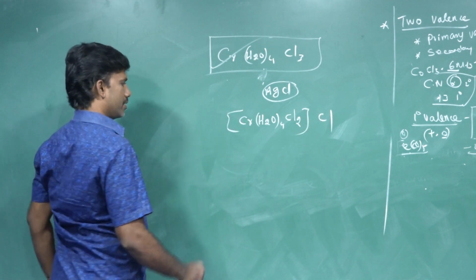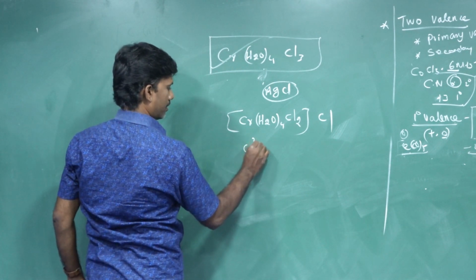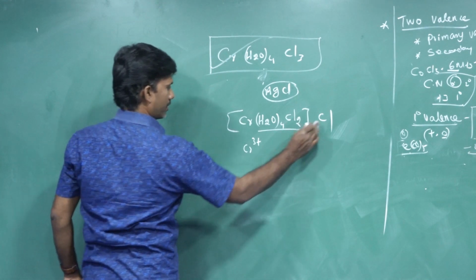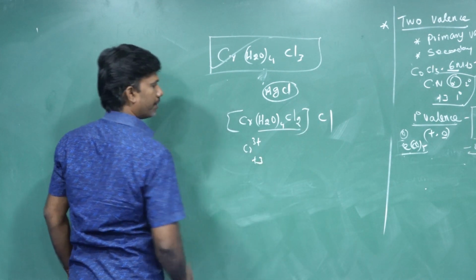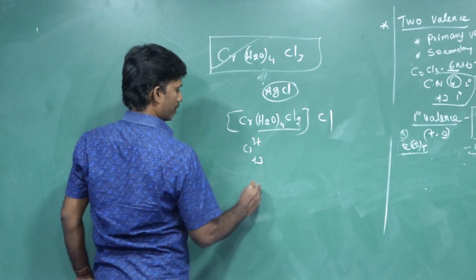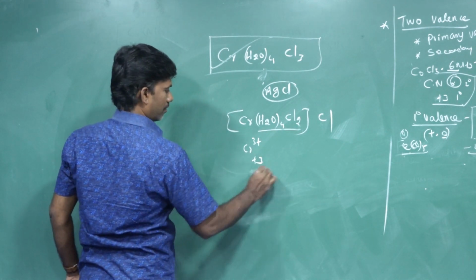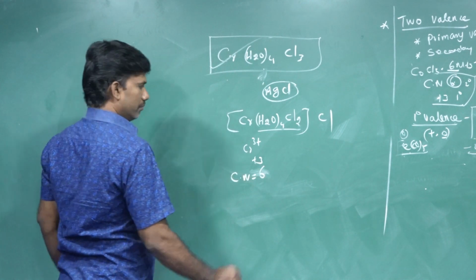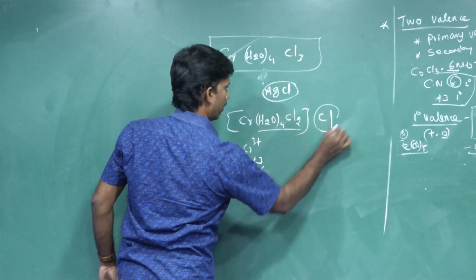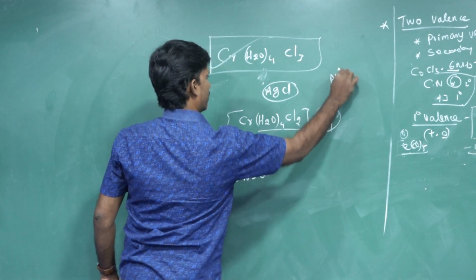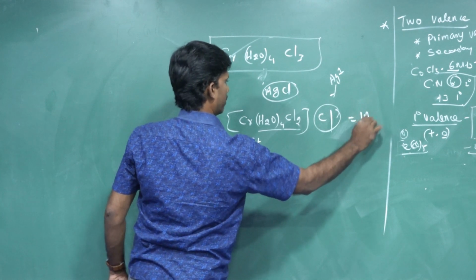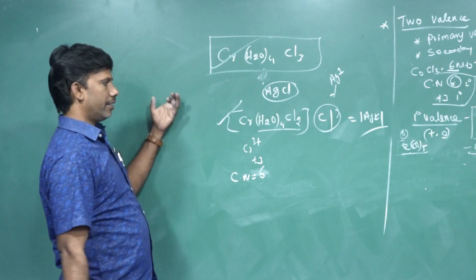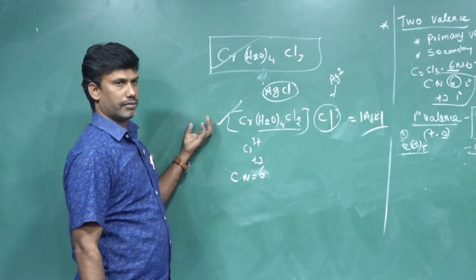Then what is the central metal atom? Cr3 plus. What is the primary valency? Primary valency plus 3. What is the secondary valency? 4 plus 2, 6. Secondary valency, that is coordination number 6. 1 Cl should be outside, because only when you treat it with silver ions do you get 1 mole of AgCl. Likewise, they will give such questions and we can write the formula for this. Okay. Thank you.